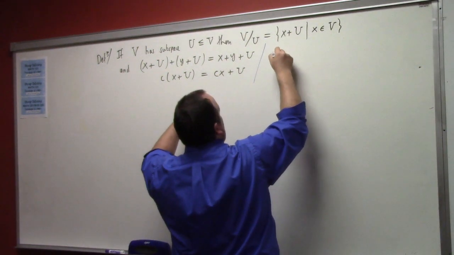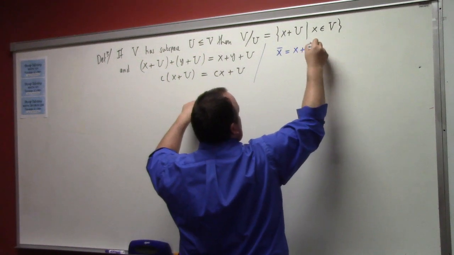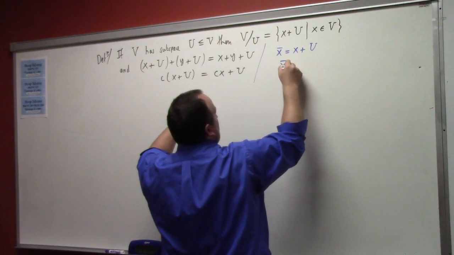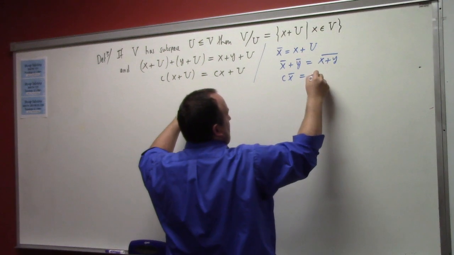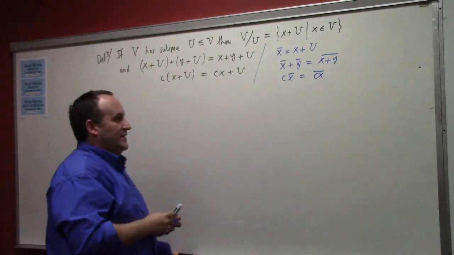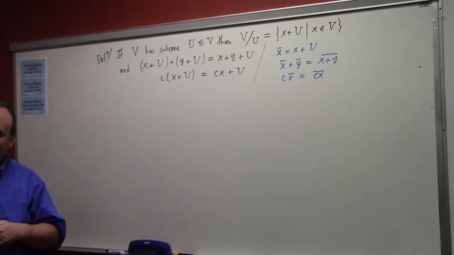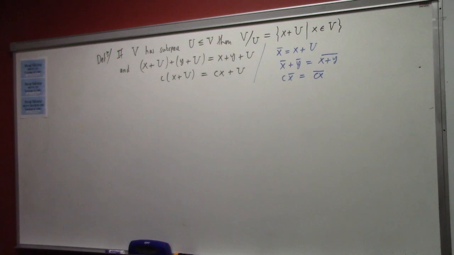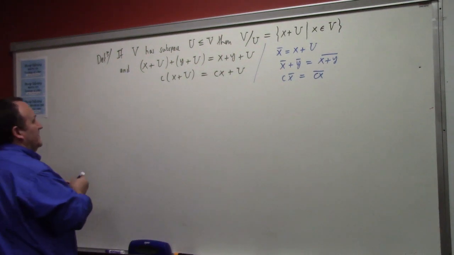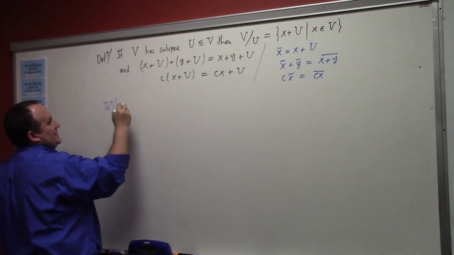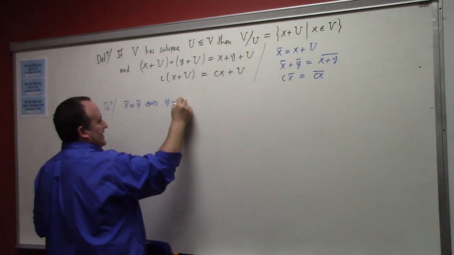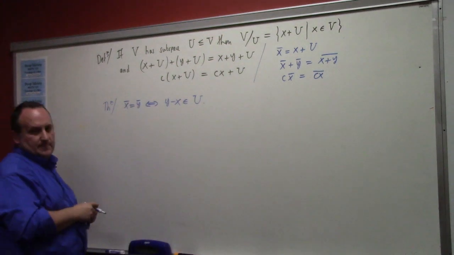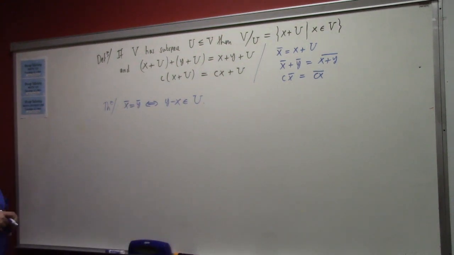This notation gets really old, really fast. So instead of this, we write x bar equals x + U. And then we have the definitions: x bar + y bar equals (x + y) bar, or c times x bar is equal to (cx) bar. That notation is ever so much more pleasant. But the explicit coset notation has its place, right? So the fundamental theorem is that x bar equals y bar if and only if what? y minus x is an element of U. So x + U is equal to y + U only if the difference is in the subspace, right?